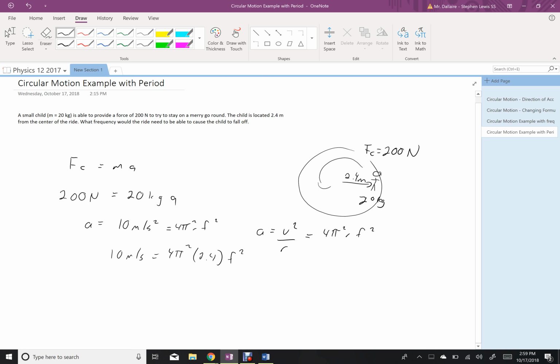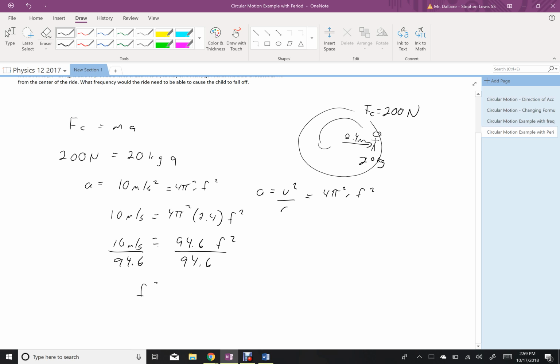So 10, actually I'll just do all this first. 4 times 3.14 squared times 2.4 is 94.6. So f squared is 0.106, and then I square root both.